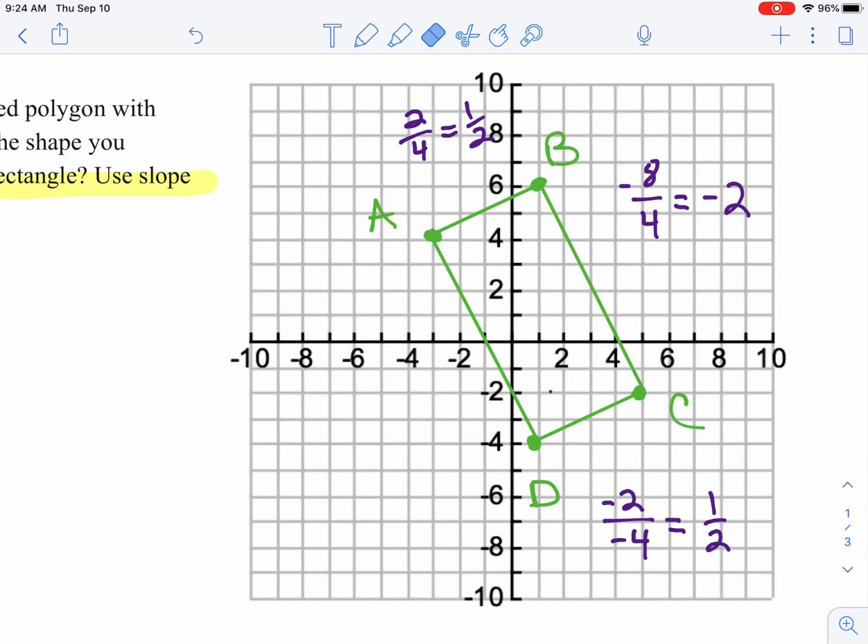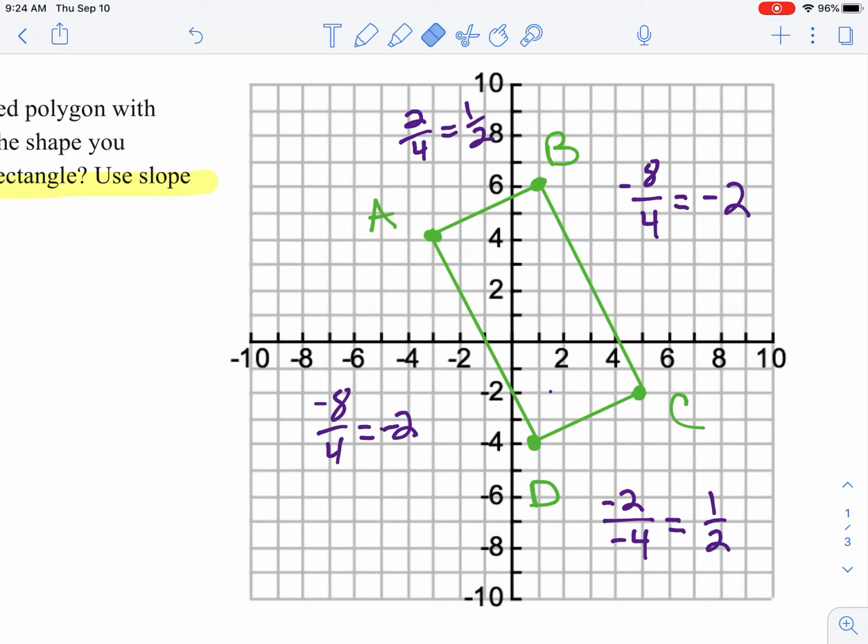And then we've got one more side that we've got to find the slope for. We're going to go down and to the right. That's down 1, 2, 3, 4, 5, 6, 7, 8. And then to the right 1, 2, 3, 4. So this slope would be a negative 8 over 4, which would then reduce to a negative 2.